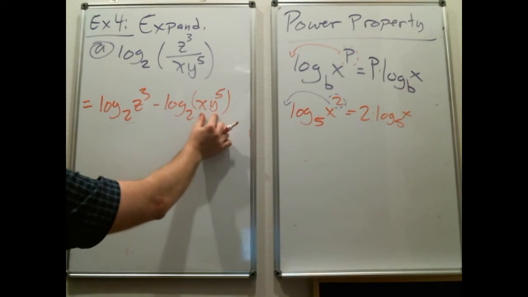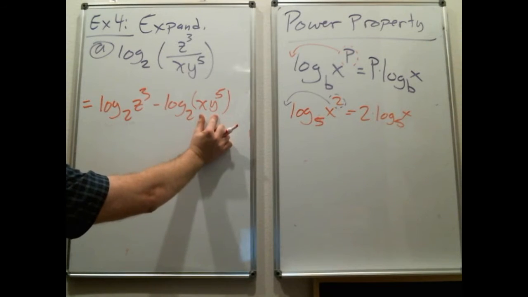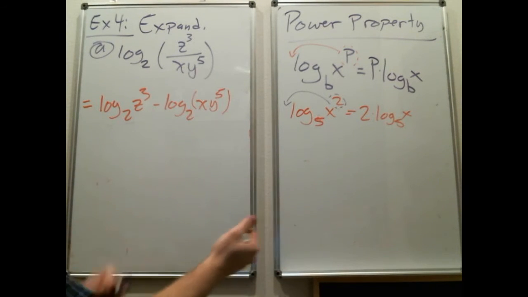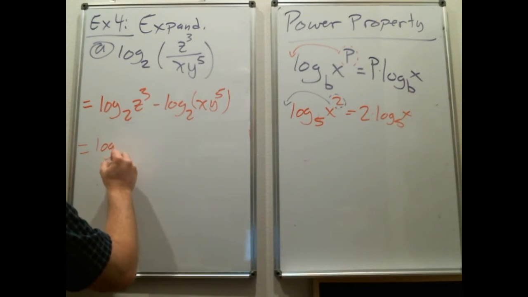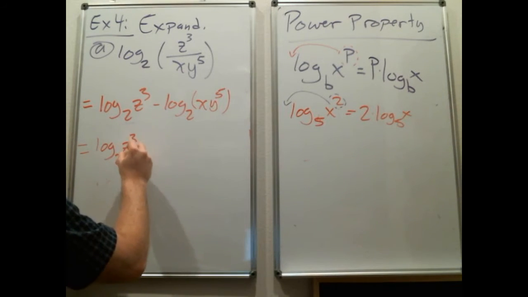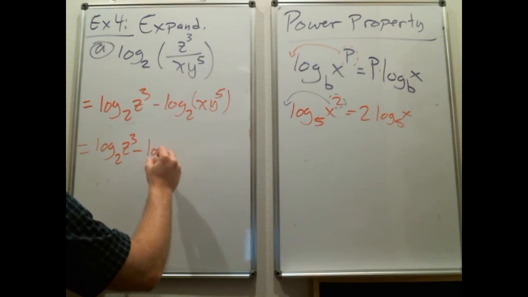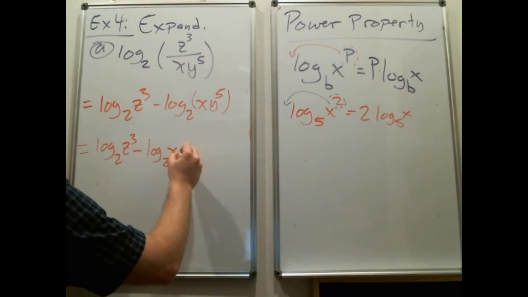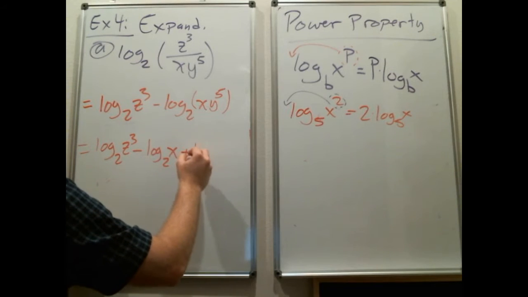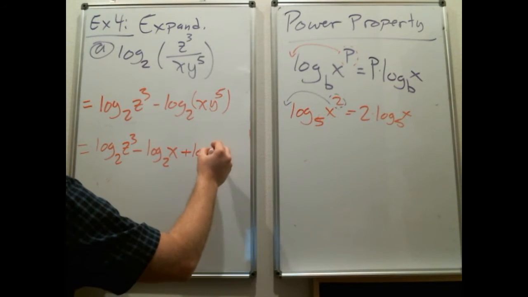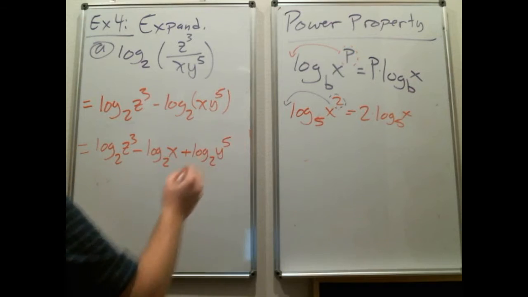So here we're multiplying x and y to the fifth, so we can break these into two separate logs and add the terms together. So log base 2 of z cubed minus log base 2 of x, and then we're multiplying these two together, so we add log base 2 of y to the fifth.